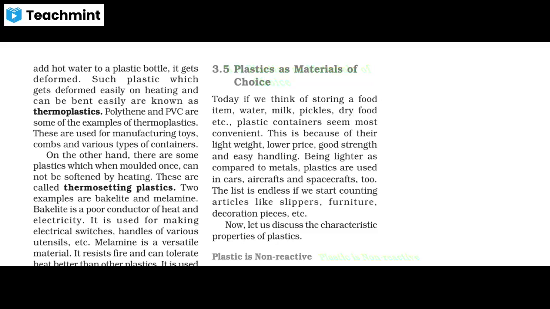You see that in our kitchen, there are different sizes of plastic containers. Right? What is the reason behind this? Why are we using more plastic containers and more plastic bottles, for water and for milk? Because of their lightweight, lower price, good strength, and easy handling.